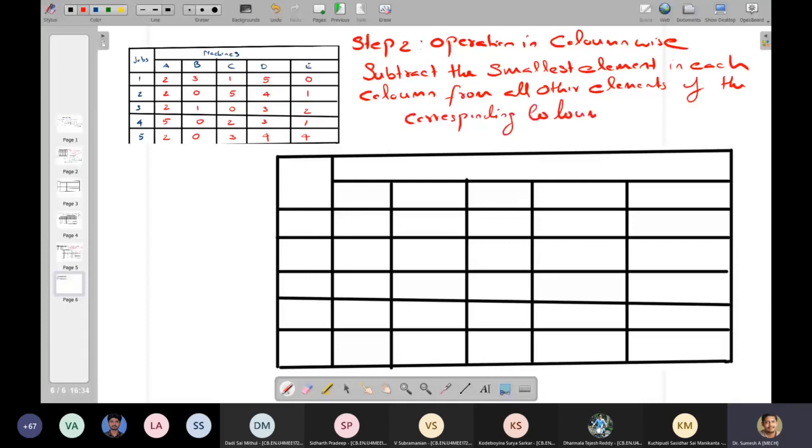So machines and jobs: 1, 2, 3, 4, 5, and A, B, C, D and E. Tell me, what's the lowest element in the first column? 2. The lowest element in the first column is 2. So that will be 3 zeros.